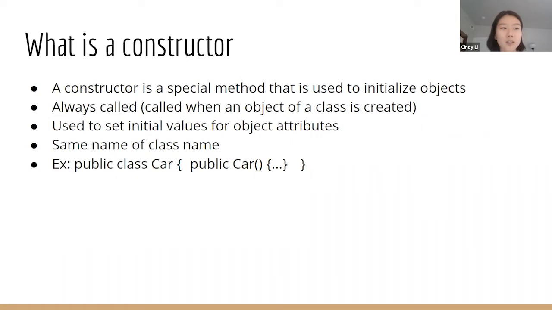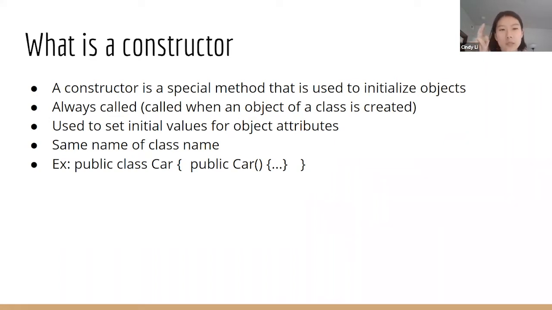If you don't make a constructor method, Java will automatically make a constructor method for you. And if Java automatically makes one for you, you won't get to decide what goes in the constructor method, which is really inconvenient. So most of the time we create the constructor method and we tell Java what to do with it. It's used to set the initial values of the object attributes, and it's the same as the class name.